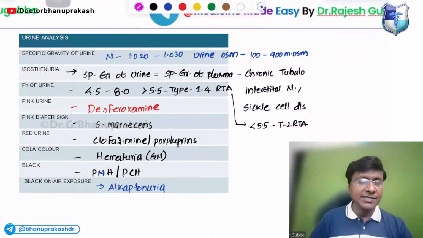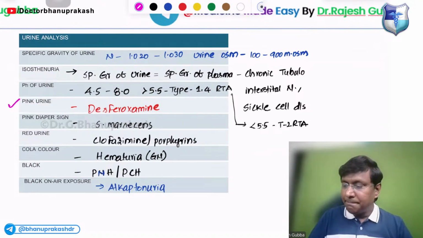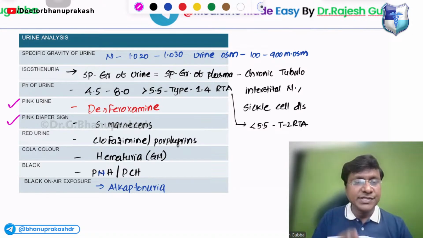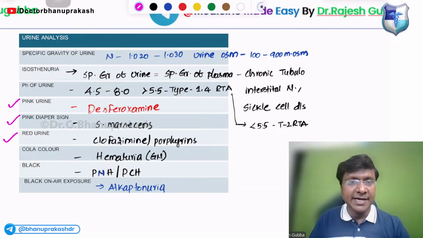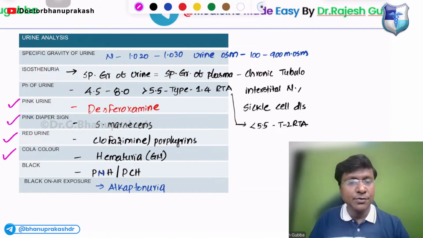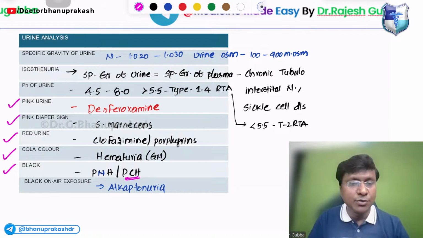And in the urine analysis, you should also be aware of the colors of the urine. Pink urine, you will have in deferoxamine toxicity. Pink diaper sign is observed in infection caused by Serratia marcescens. Red urine is observed with clofazimine as well as porphyrins. Cola colored urine is observed in post-streptococcal glomerulonephritis. Black color urine is observed in paroxysmal nocturnal hemoglobinuria as well as paroxysmal cold hemoglobinuria.